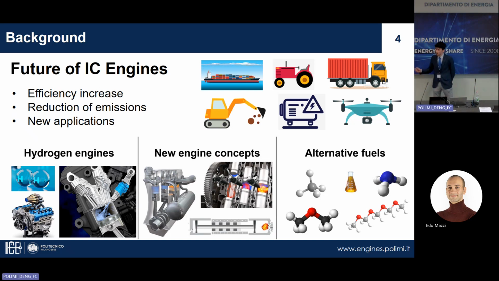We saw already this morning with the presentation of Lorenzo that one possibility to achieve these goals is to use hydrogen engines. Another one, we will see better tomorrow with Tommaso's presentation, is to use alternative fuels like methanol and ammonia. Whereas a third way could be to try to develop highly efficient new engine concepts.